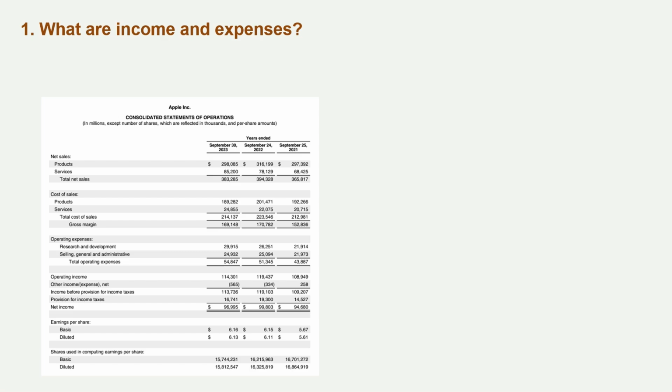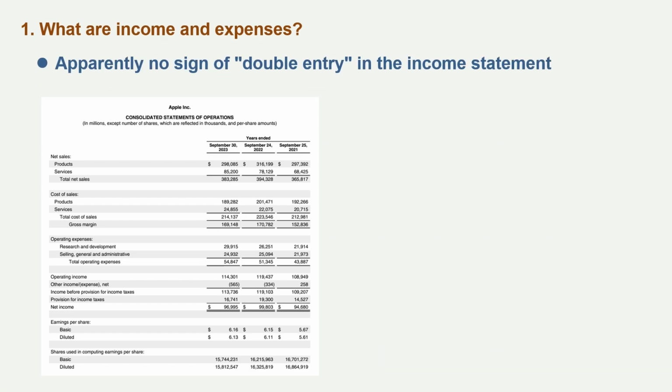But if you take a closer look at the income statement, you'll notice that it doesn't show any signs of double entry accounting. Debits and credits, left and right, and so on. Why is that, even though the income statement is created definitely using the double entry principle? Anyway, how is the income statement even created in the first place?